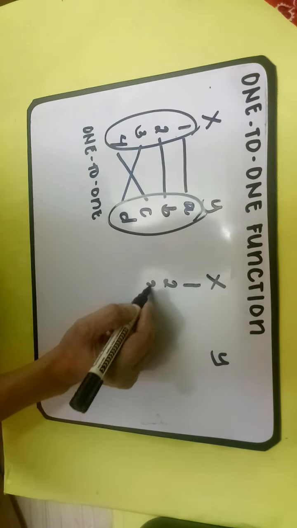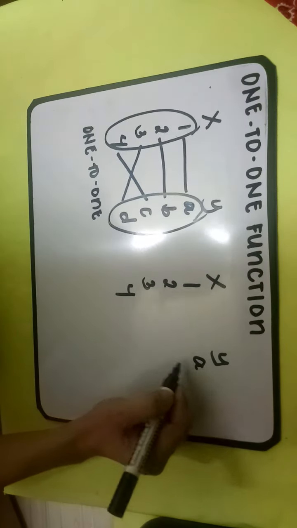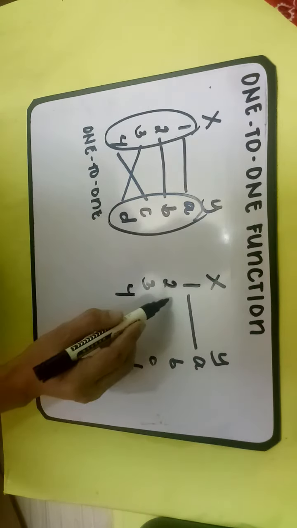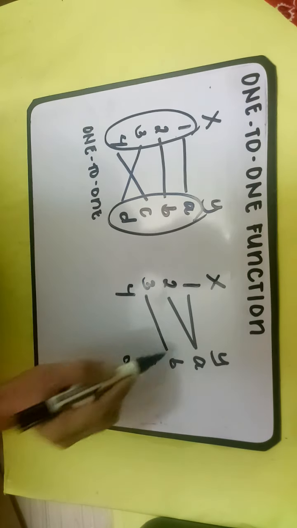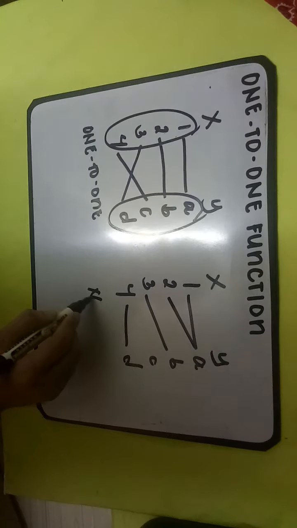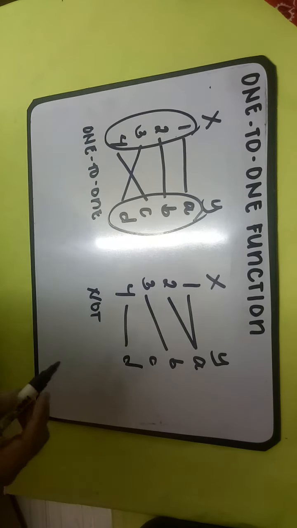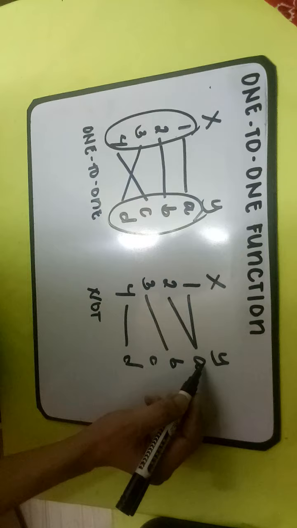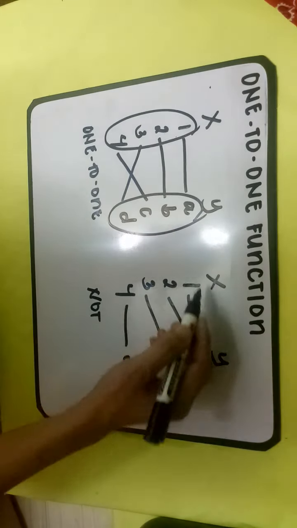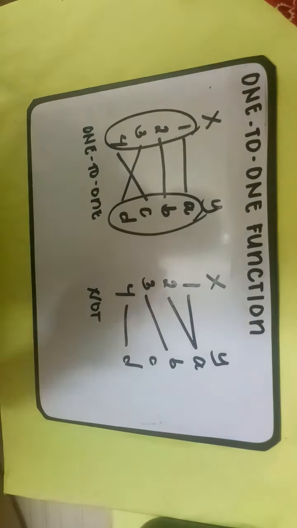Ano yung example niya na hindi one-to-one? Halimbawa, we have 1, 2, 3, and 4, A, B, C, and D. 1 maps A, 2 maps A, 3 maps B, 4 maps D. So that is not a one-to-one function. Kasi dalawang beses napili or dalawang beses na nag-exist si A dito sa dalawang elements ng X.